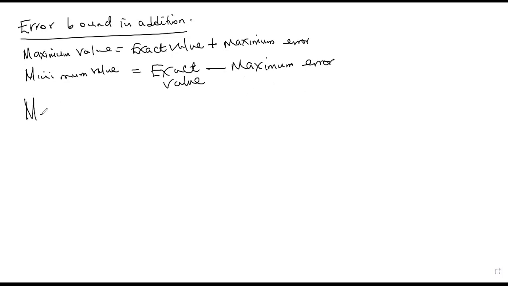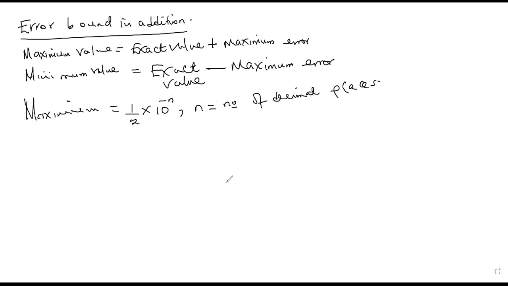So what is that maximum error? Maximum error is a half of 10 power negative n, where n is equal to the number of decimal places. That is how we shall be getting our maximum error. Then we substitute here, and we get the maximum and the minimum values.